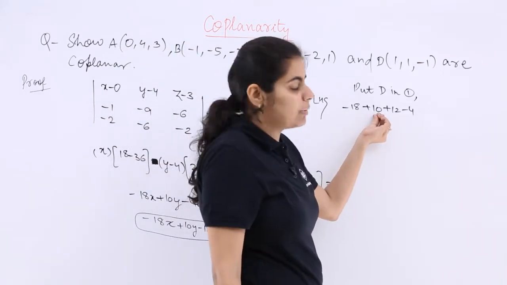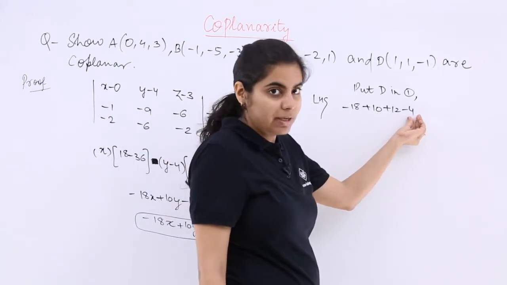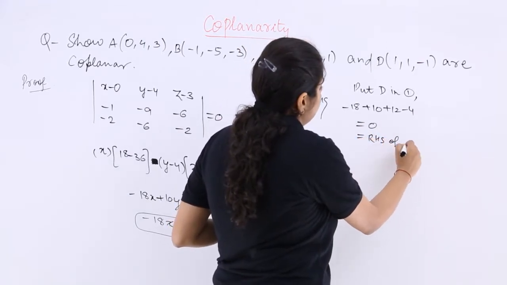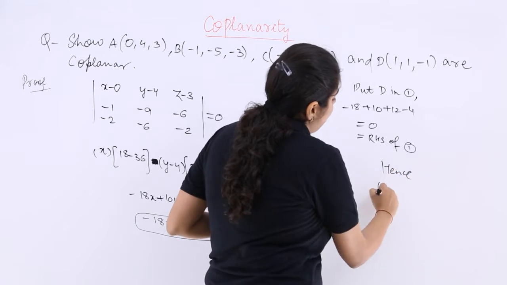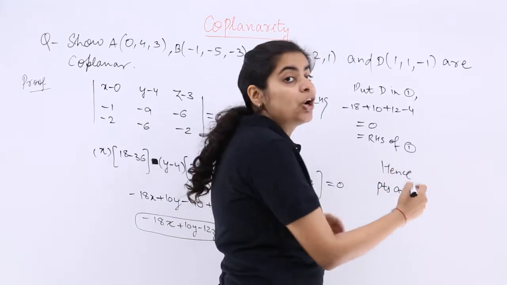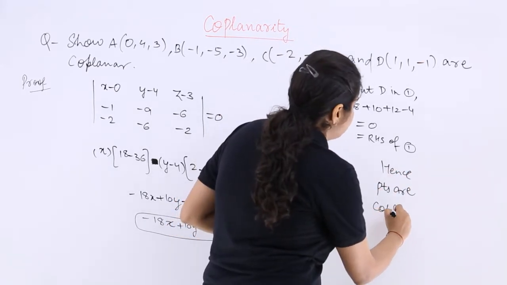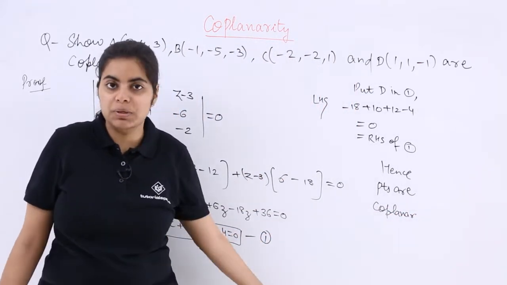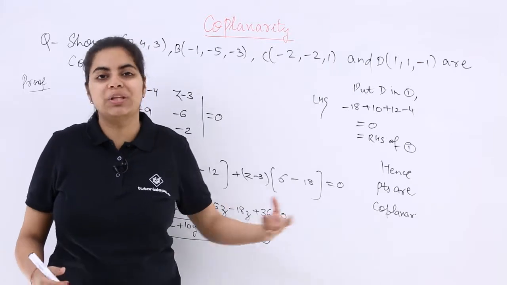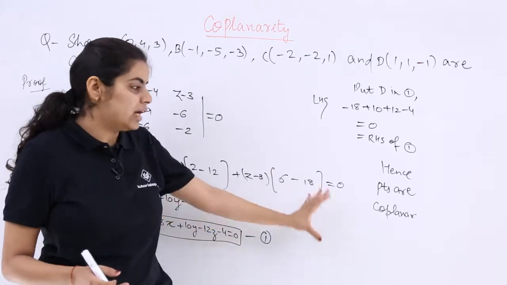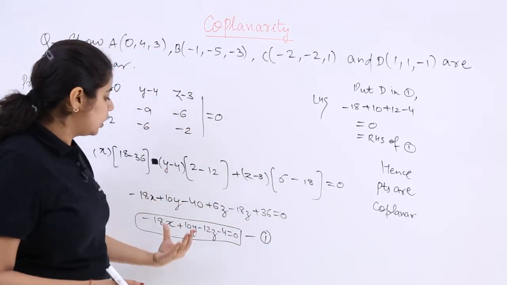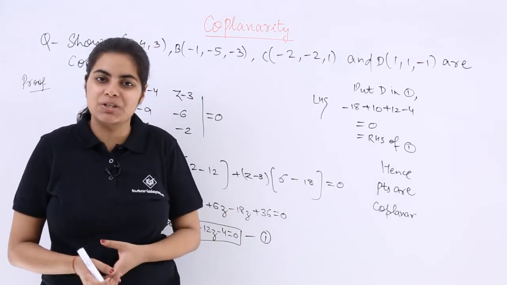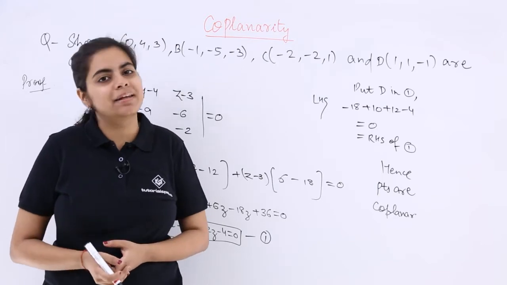Minus 18 plus 10 is minus 8. Minus 8 minus 4 is minus 12. Minus 12 plus 12 is 0, which is equal to RHS of equation number 1. So that means the points are coplanar, because for coplanarity only we are going to see that 3 points have to be giving me an equation and then the fourth has to be satisfied. So this is how we have to do it. So first we are going to solve this, find an equation and then put the last remaining point in that equation. If it satisfies, it is coplanar, else it is not.